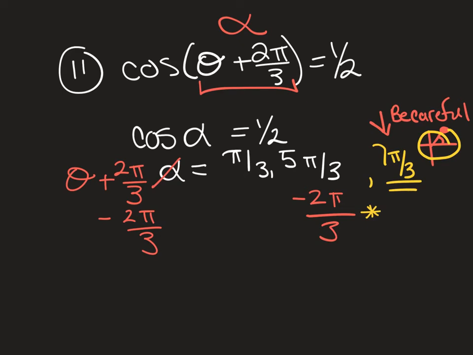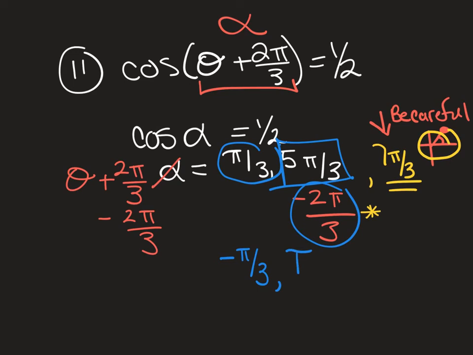So here's what I'm going to do. I'm going to do my pi over 3 minus my 2 pi over 3. That's negative pi over 3. Then I'm going to do my 5 pi over 3 minus 2 pi over 3, which gets me 3 pi over 3, or just a pi. And then I'm going to check this last one right here. So 7 pi over 3 minus 2 pi over 3 makes a 5 pi over 3.